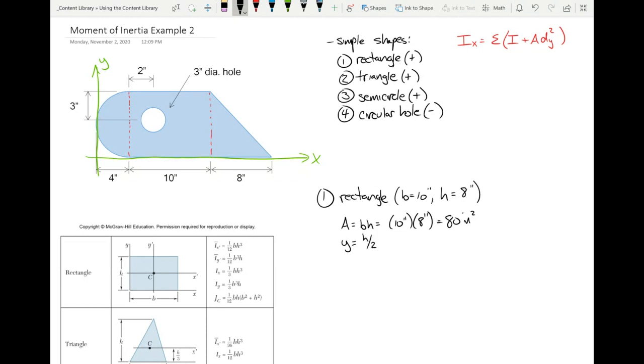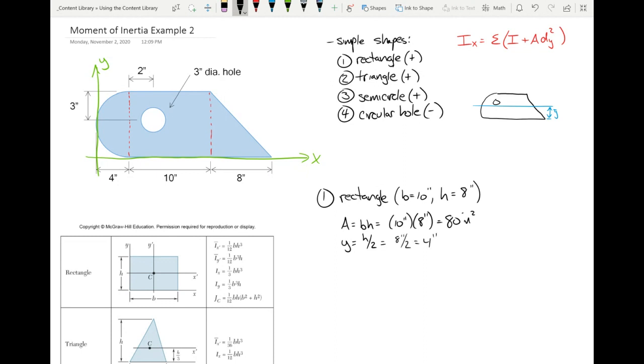Ultimately, what we're trying to find, just so everybody's clear, if this is the shape, we have a hole here. We're trying to find out where the centroid is. So we're ultimately trying to find y bar. That's what we're trying to find out. So we're trying to find these vertical distances. So this is 8 over 2, which is 4 inches.